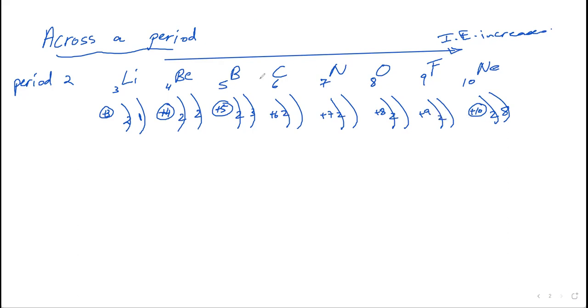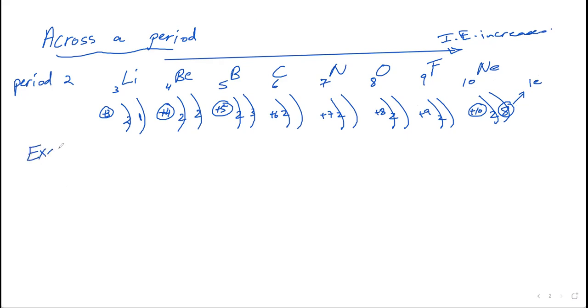But we see that as we go across the period, the nuclear charge increases and the shielding effect is the same, and so it will require the biggest amount of energy to remove the outermost electron from neon than to remove it from any other element in the periodic table. So the ionization energy increases.